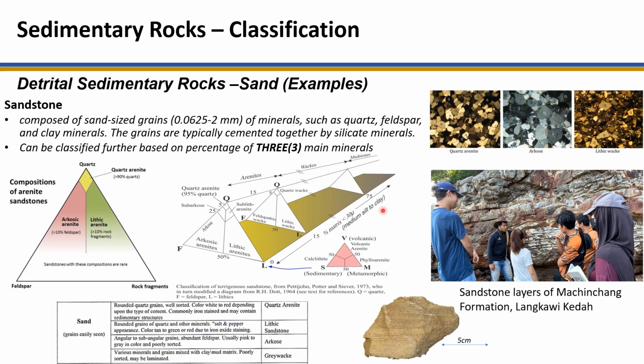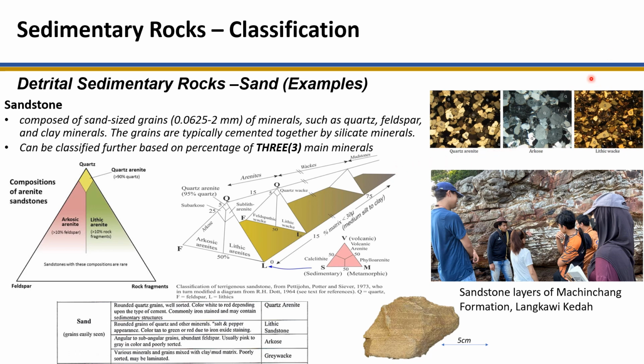So depending on the size and sorting of silts and clay minerals that are present in the sandstone, it can be further classified into either arenite, which is very well sorted, and then wacke, which is medium sorted, and then we have a poorly sorted greywacke, which consists of no quartz and minerals that can be mudstone.